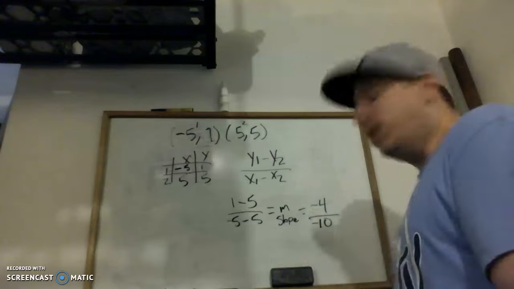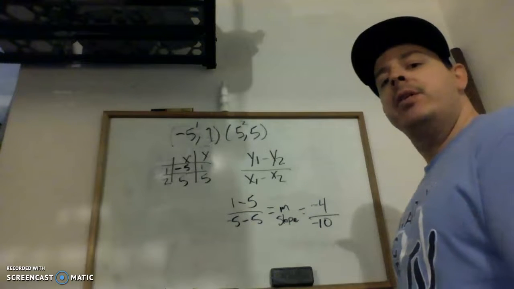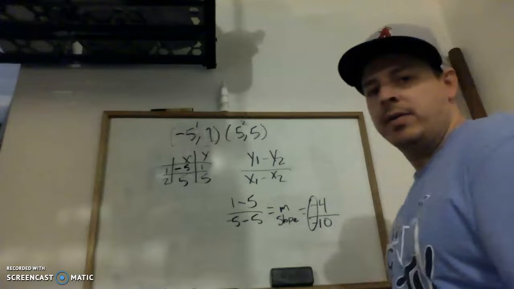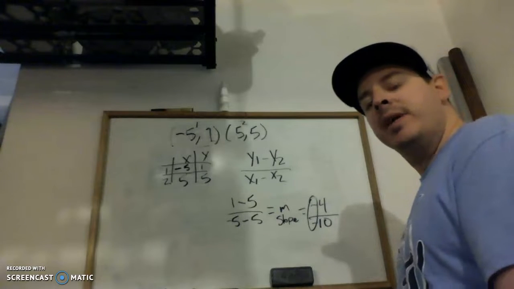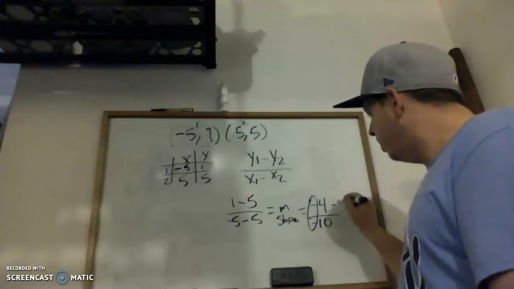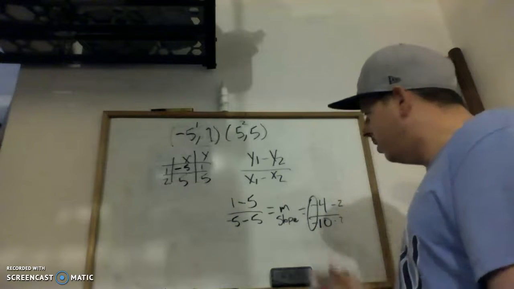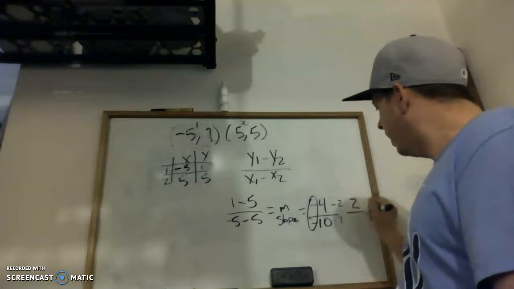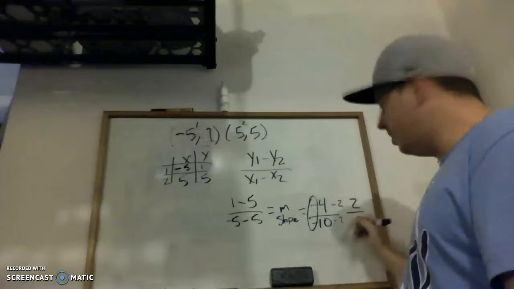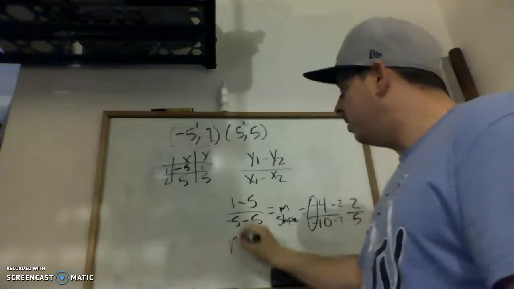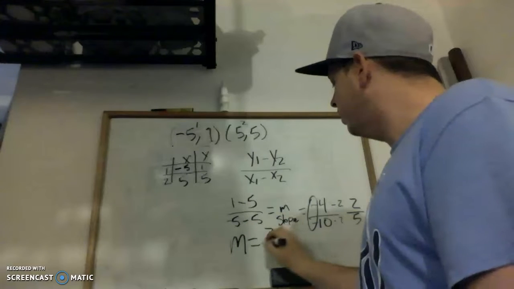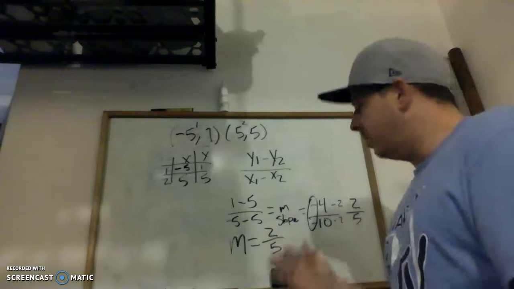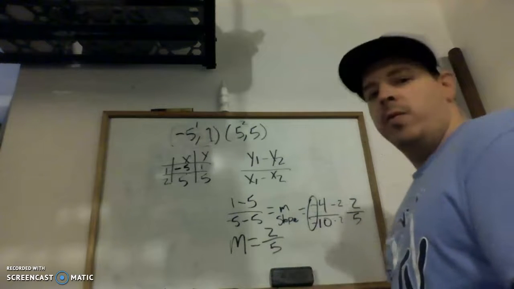But I can't be done here because I have two even numbers, and I also have two negatives. When I divide a negative by a negative, I get a positive, and these are both even numbers, so I can divide by 2. My 4 divided by 2 is going to equal 2. 10 divided by 2 is 5. So my m is going to equal 2 over 5. I can't simplify it any further, so that is my answer. M, or slope, equals 2 over 5.